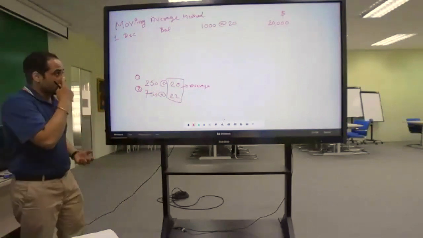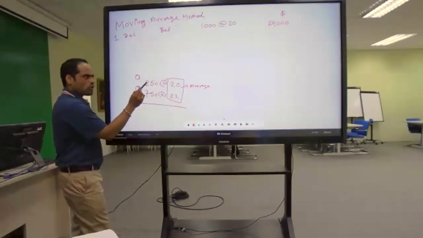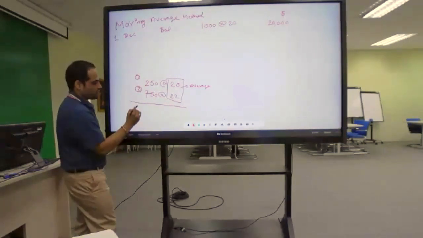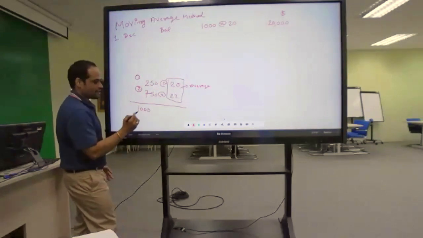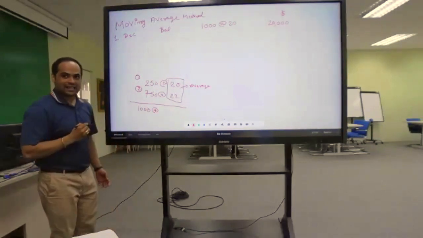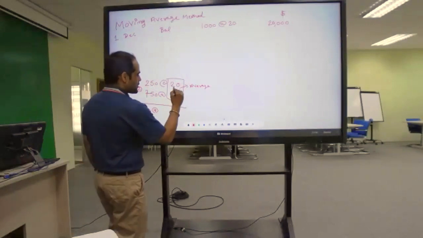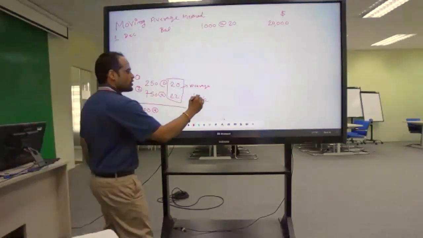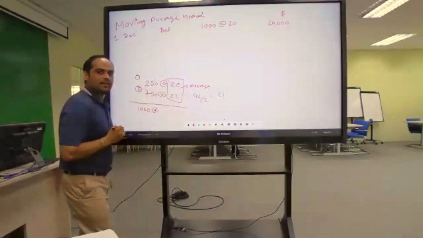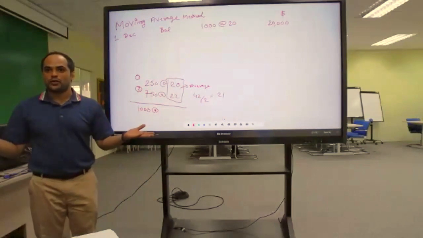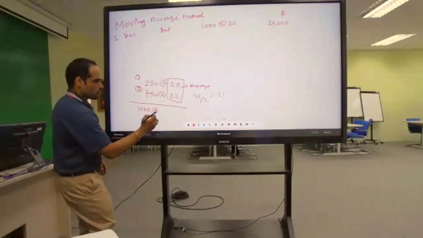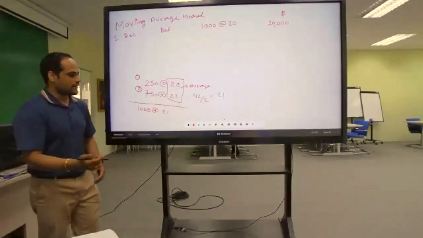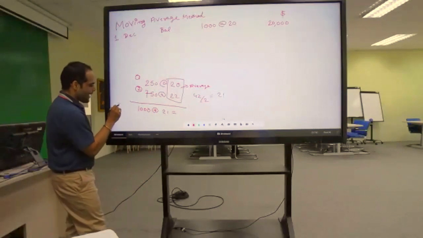So what does it mean? In moving average, we're not going to write like this. We will write 750 plus 250, which is 1,000. 1,000 at average. The average is 42 divided by 2, all right, which means 21. So this is the average value of the inventory. So which means 21. All right, and that is your balance.